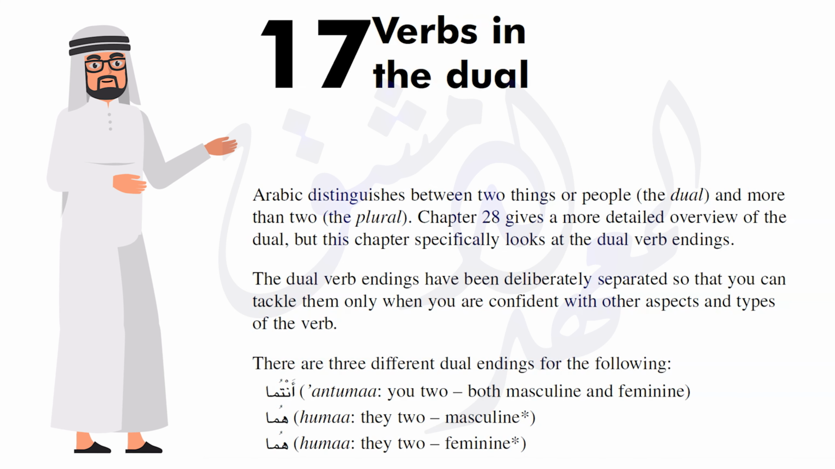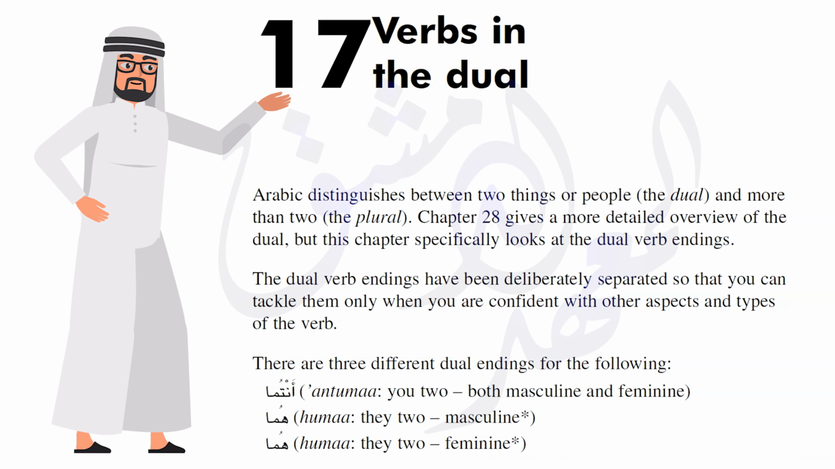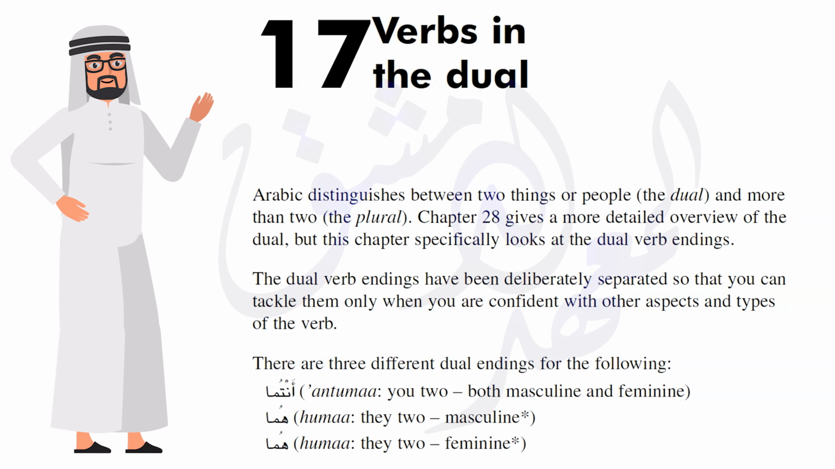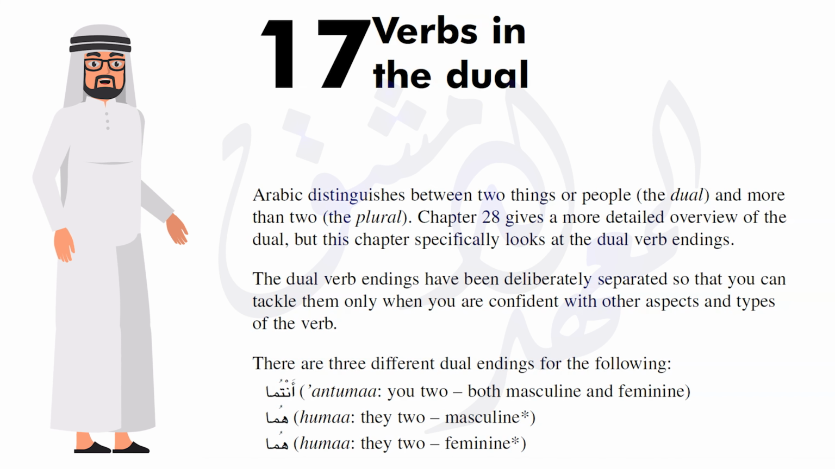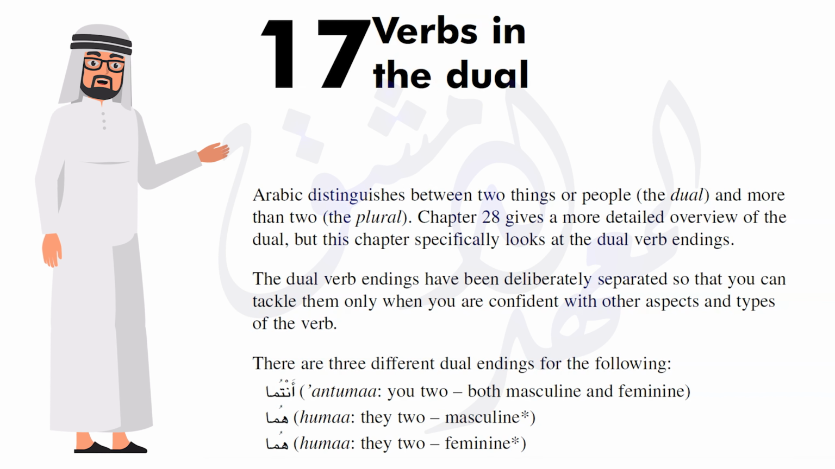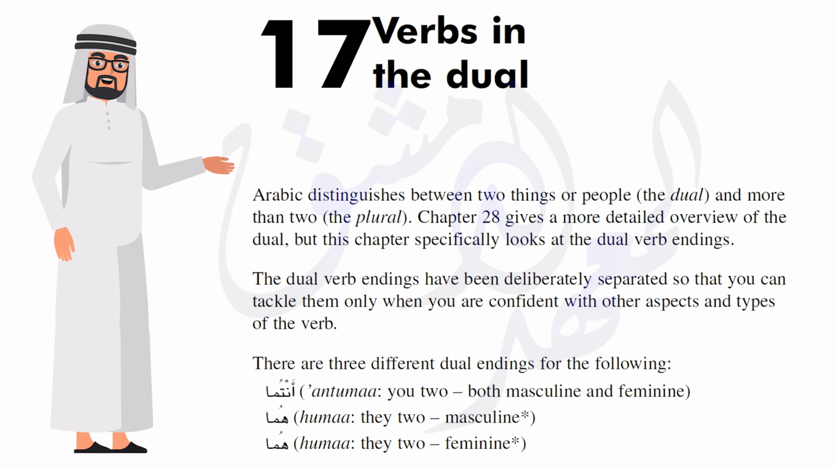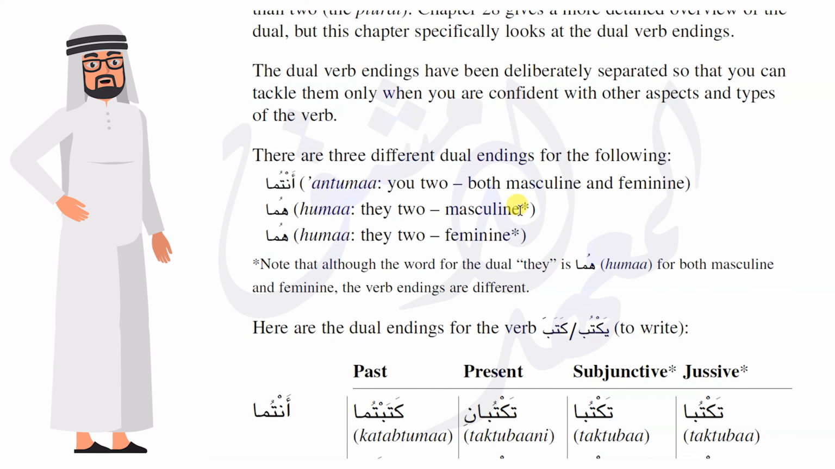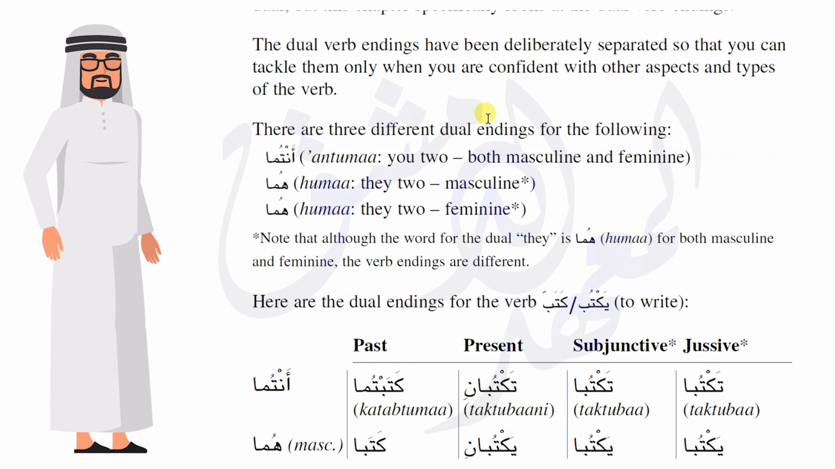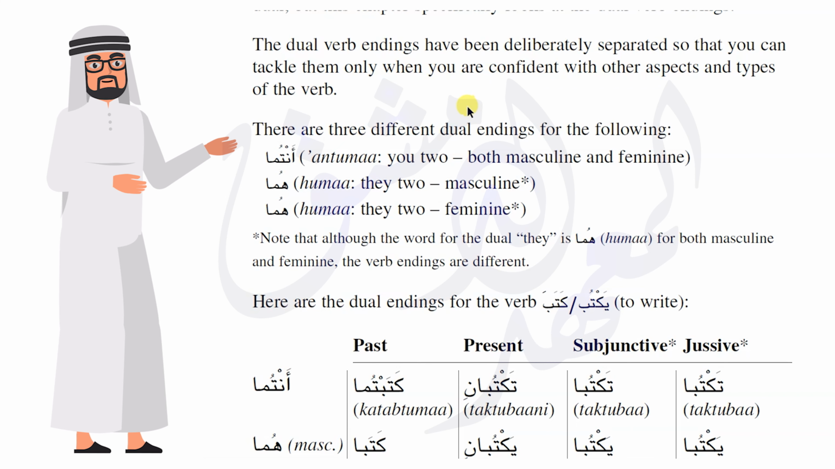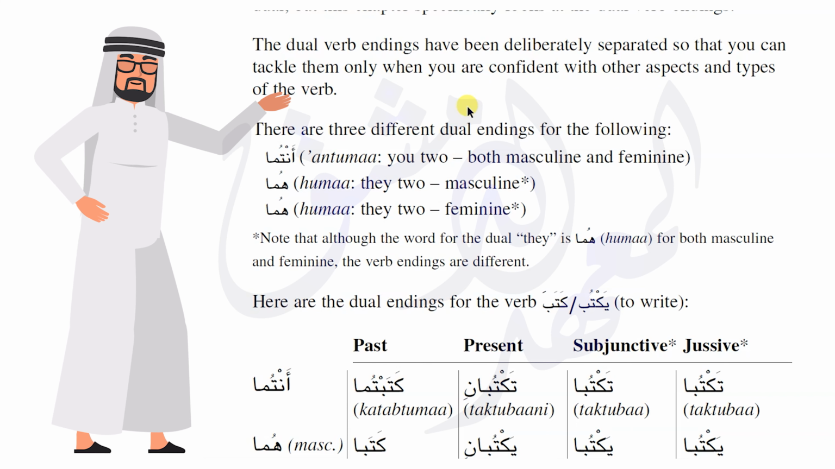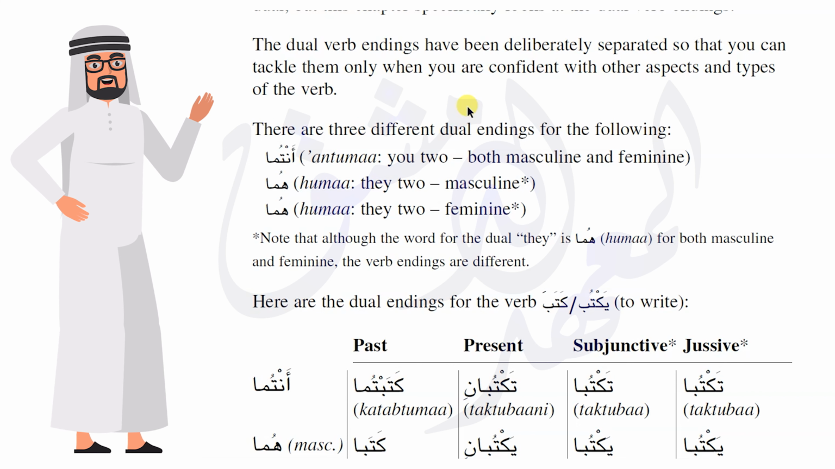So today we will be learning about the verbs in the dual. Arabic distinguishes between two things or people, the dual, and more than two, the plural. So we have plural and the dual. The dual verb endings have been deliberately separated so that you can tackle them only when you are confident with the other aspects and types of the verb.